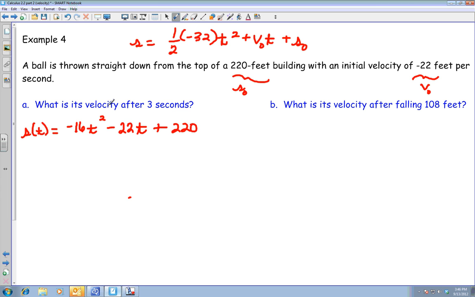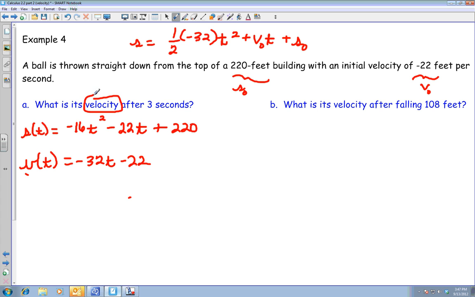So it's asking for the velocity. The problem is I don't have a velocity equation. But if I know a position equation, I can get my velocity equation by taking the derivative. So the derivative of this, bring down my exponent, negative 32t, derivative of 22t, 22. So I have my velocity equation.